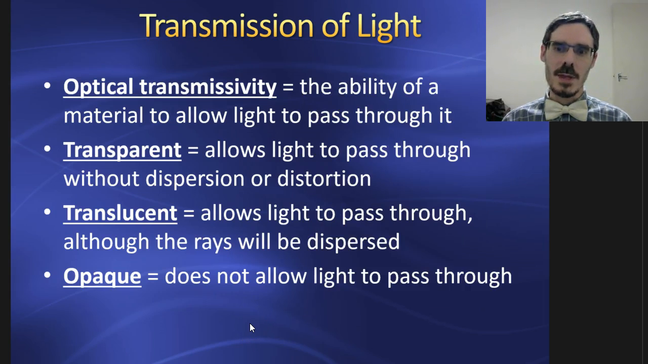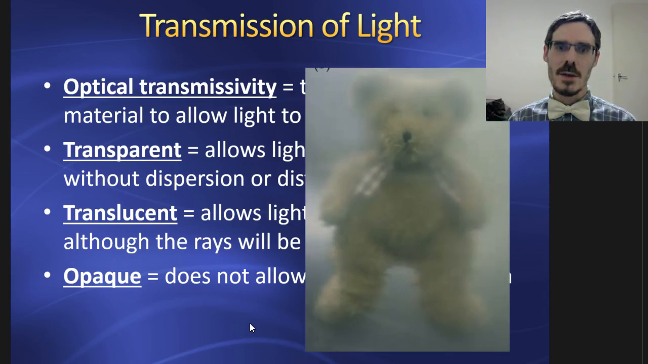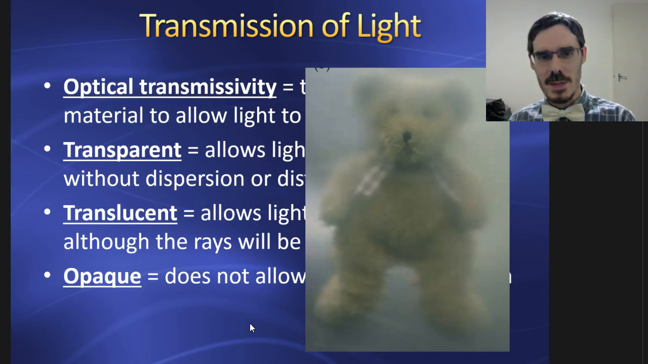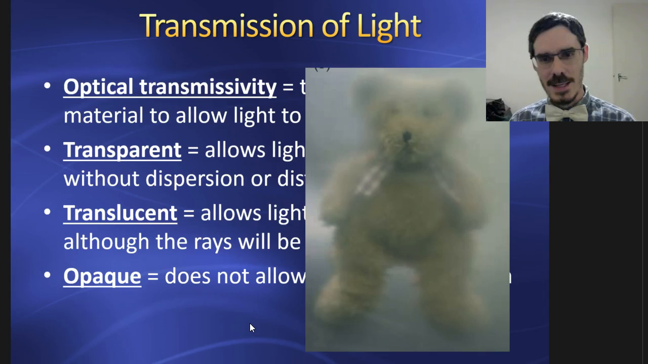We say that something is translucent when it allows light to pass through, but the rays will be dispersed a bit. So here is the same teddy bear behind something that's translucent. The light can come through, but just like a diffuse reflection, the light rays are being scattered a little bit. They're being dispersed by the medium.